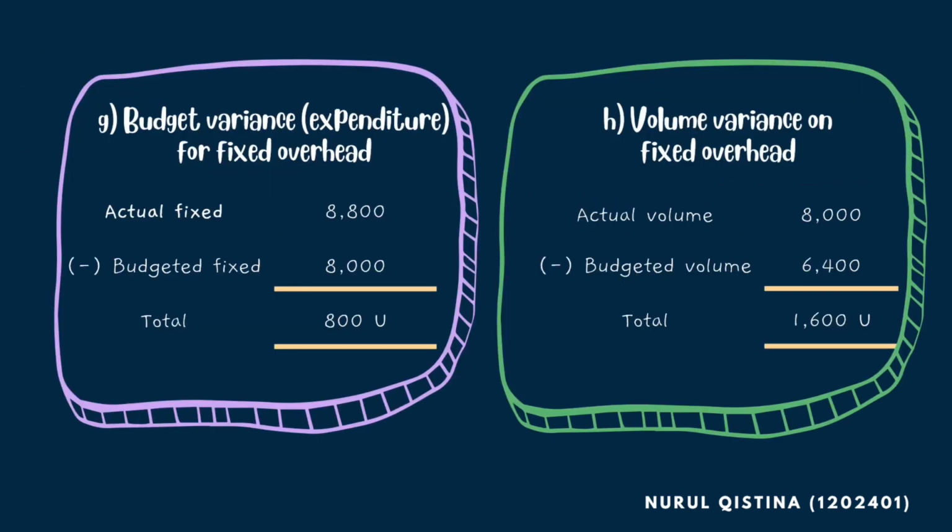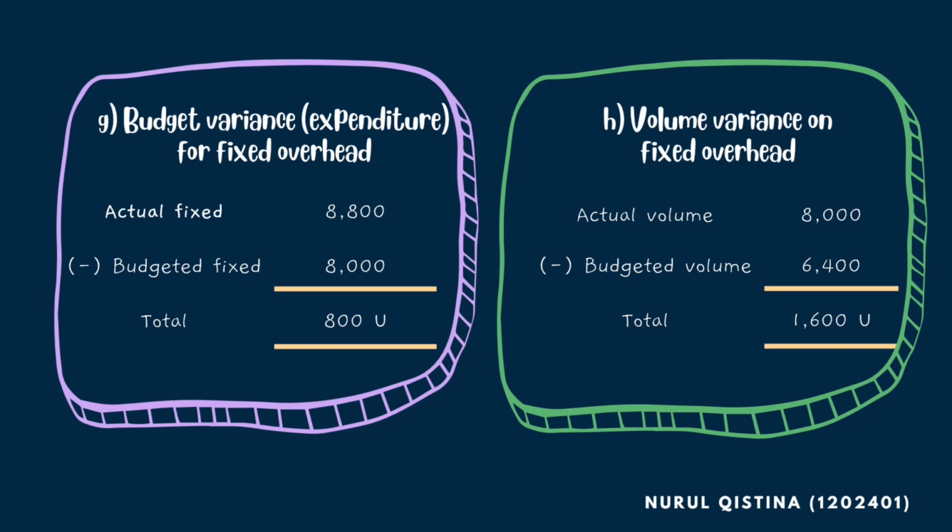To determine the budget variance for fixed overhead in question G, the actual fixed cost is 8,800 minus the standard fixed cost, which is 8,000. Then we will get the answer, which is 800. The variance is unfavorable because the actual spending was higher than the budget.